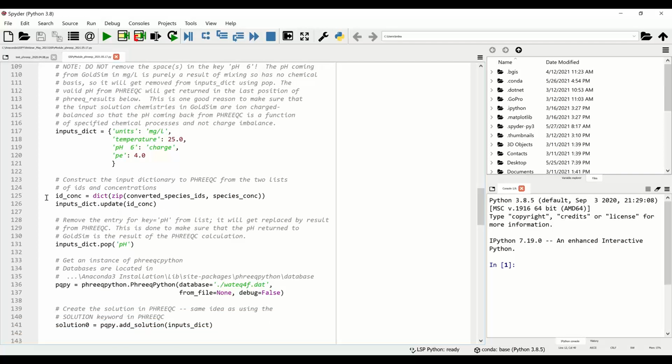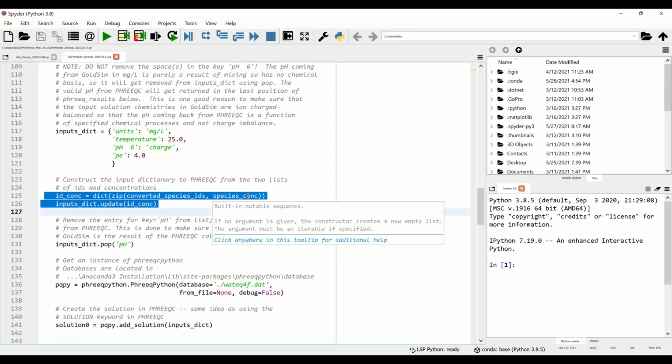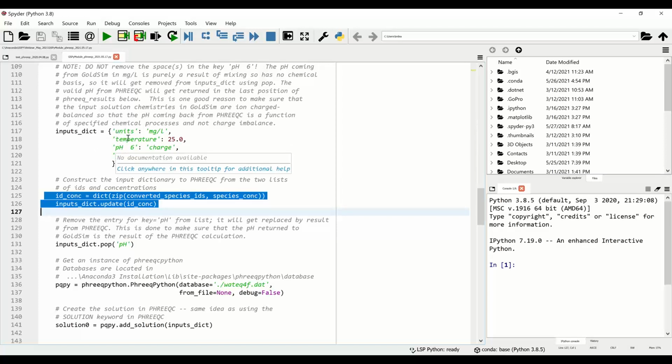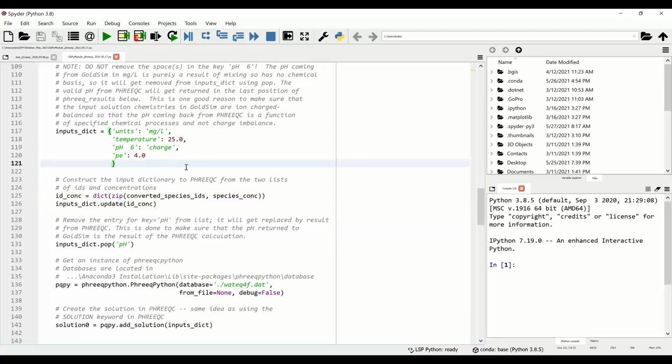Then here's an important line right here, actually these two lines. These are going to take the list of the species IDs and the concentrations coming from GoldSim, and zip them together to create a dictionary. And then the next line is going to append these concentrations to the starting point up here, which has these first 4 initial lines. And this is very similar to the solution keyword definition in Phreeqc.